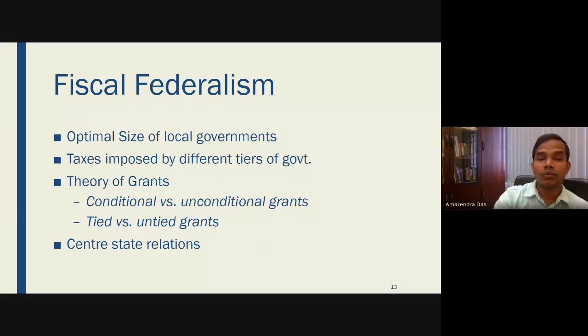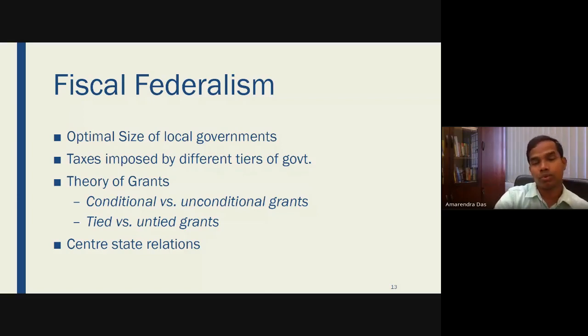And then when we decide the size of the government, how that is decided, what should be the size of the panchayat, that is basically the size of the local government, is also discussed in the theory. And remember, there are different parts. There are certain national level public goods, there are certain state level public goods, and there are local level public goods.